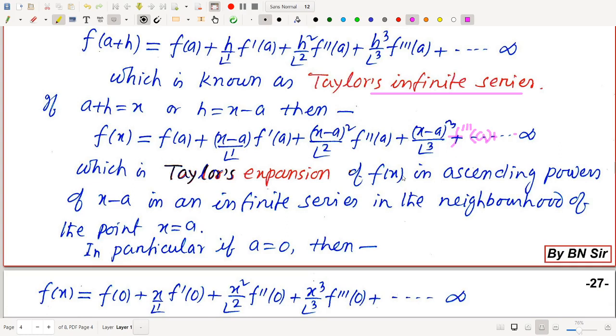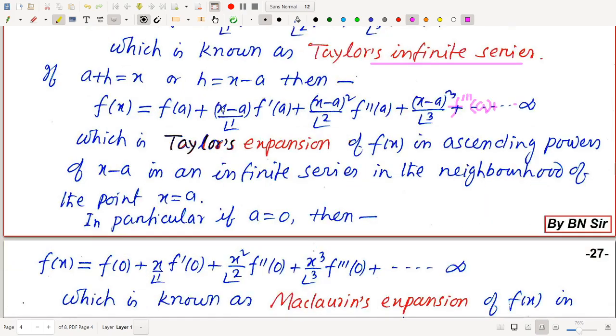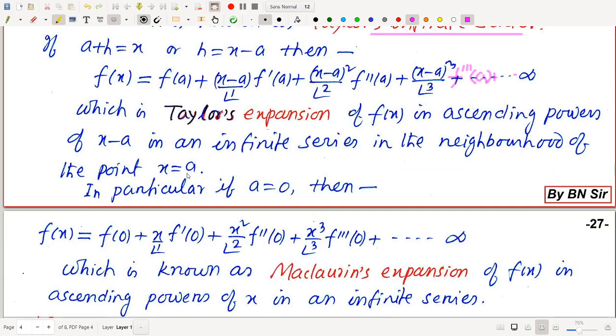This is Taylor's expansion of f(x) in ascending powers of x minus a, in an infinite series in the neighborhood of the point x equal to a. It means x should be near to a, otherwise this series may not be convergent. So when x is in the neighborhood of the point x equal to a, then this series is convergent, and in that case it becomes f(x), and that's why this is Taylor's expansion of f(x) in the neighborhood of the point x equal to a.